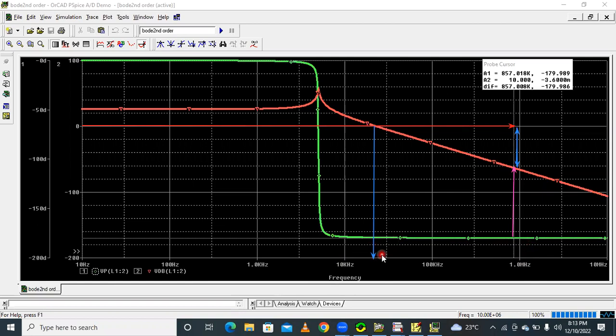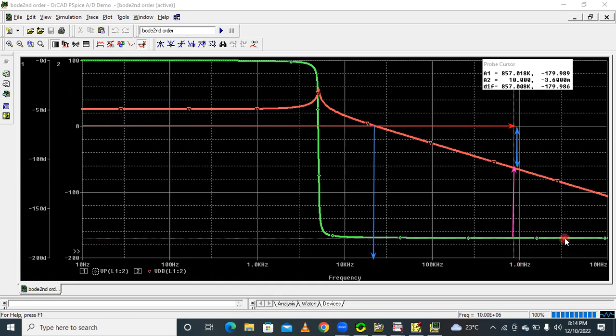In this way we have to find the gain margin and phase margin for stability analysis of a system. So omega PC greater than omega GC means the system is stable. Omega PC less than omega GC means unstable. If they are equal, marginally stable. The 0 dB line gives the gain crossover frequency, and the minus 180 degrees line gives the phase crossover frequency.